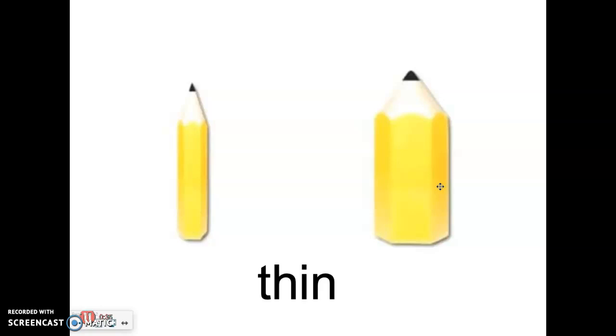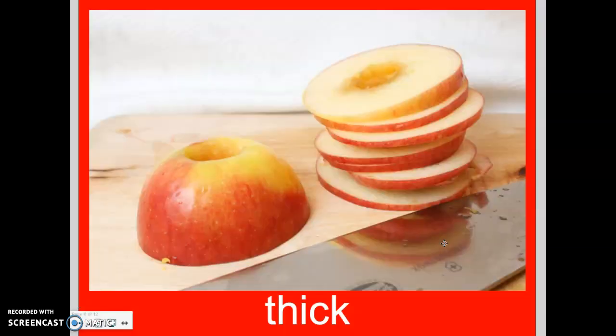How about here? Which is the thinnest pencil? It's this one. The other one is thick. How about which apple slice is the thickest? Yes, this one over here is the thickest.